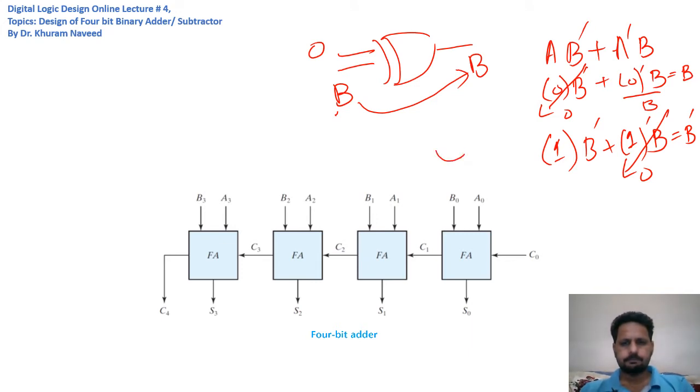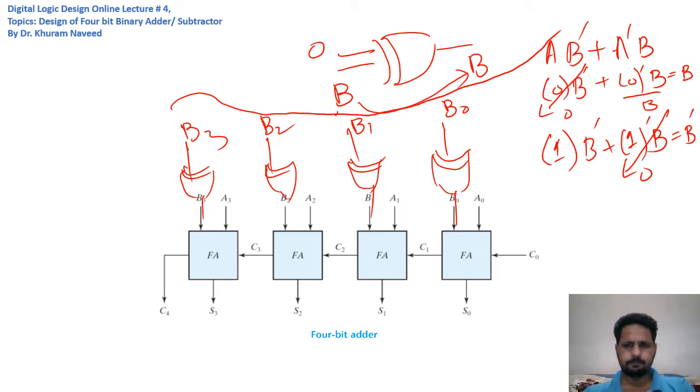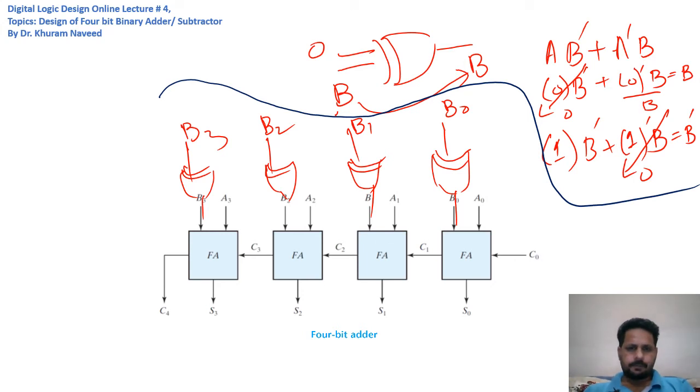So instead of using the inverter, let's use the XOR gate. Now, in case of subtraction, this other input of each of these XOR gates should be 1.